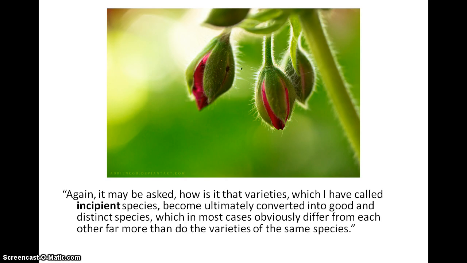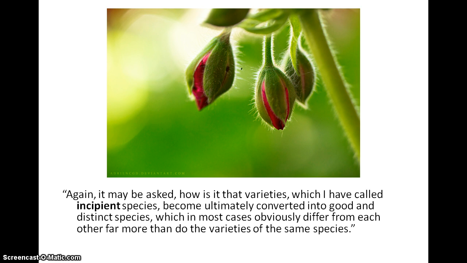The first word is incipient. Darwin writes, "Again, it may be asked, how is it that varieties, which I have called incipient species, become ultimately converted into good and distinct species, which in most cases obviously differ from each other far more than do the varieties of the same species?" What do you think incipient means?